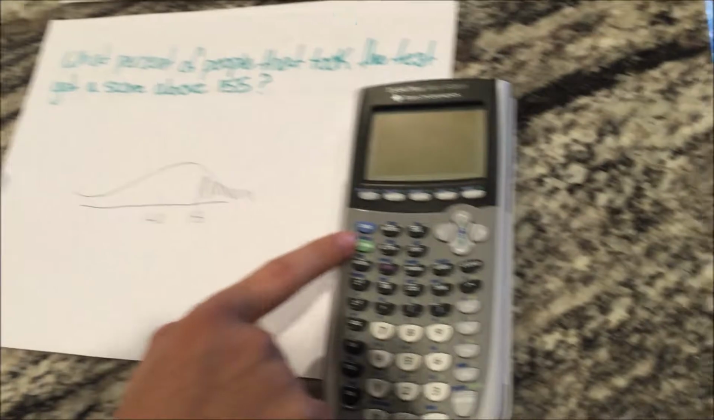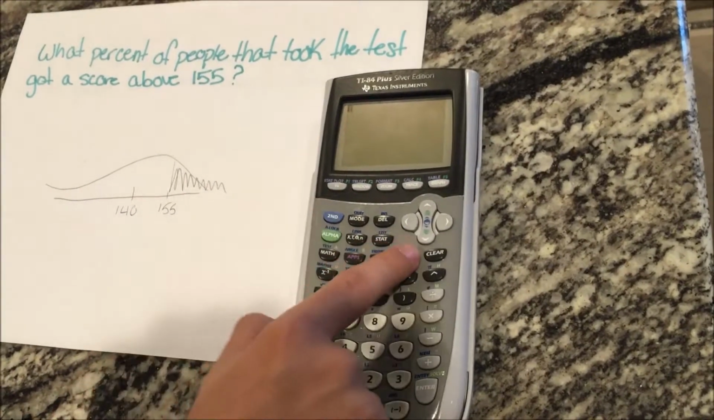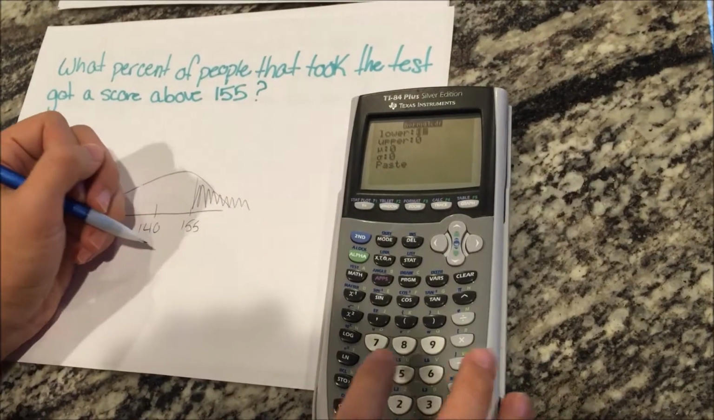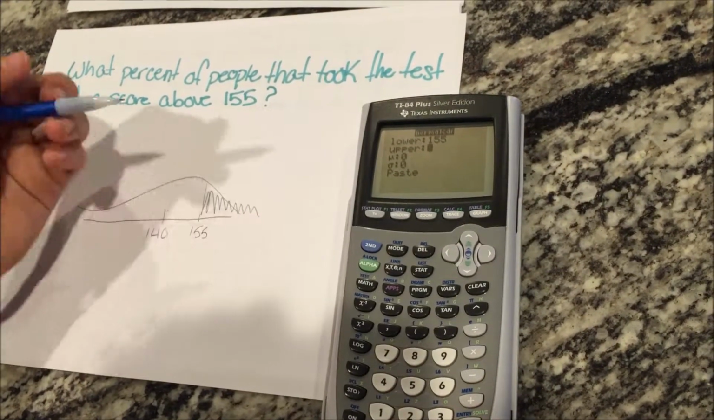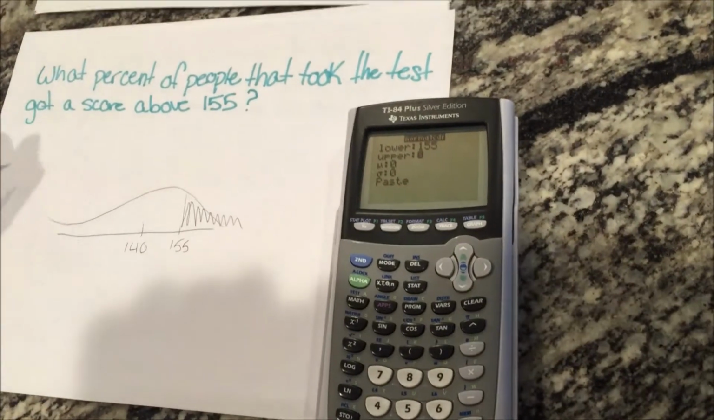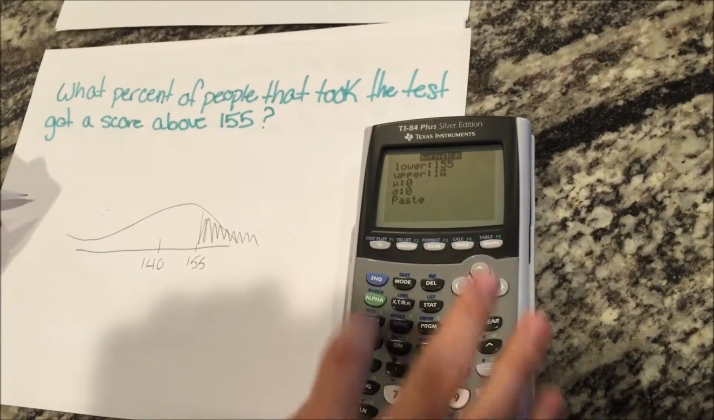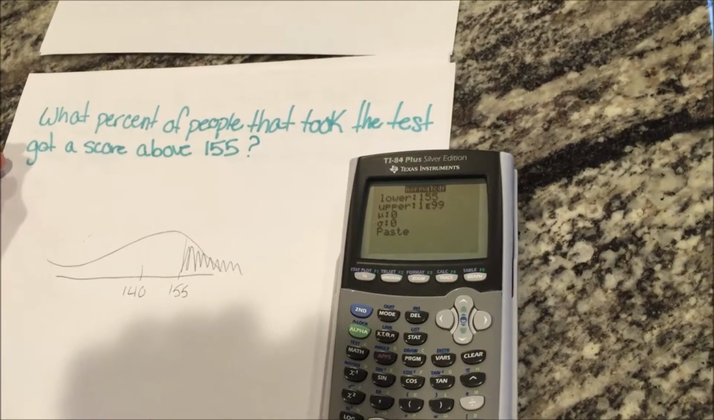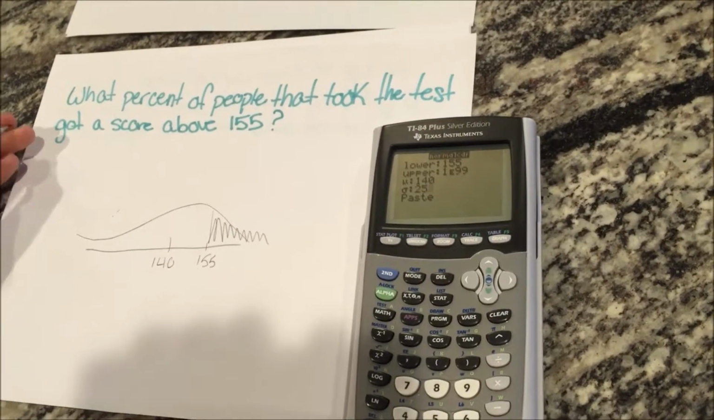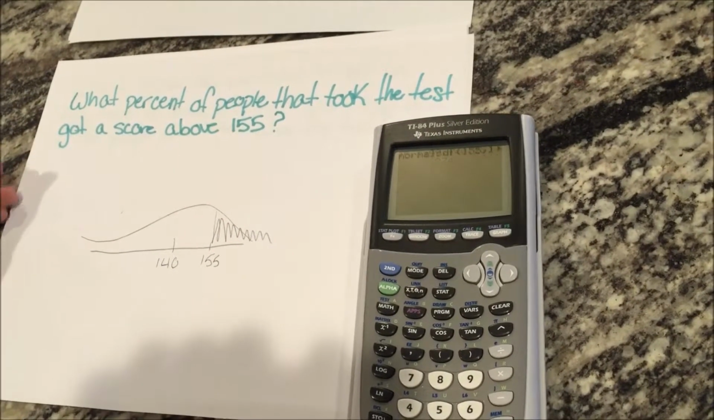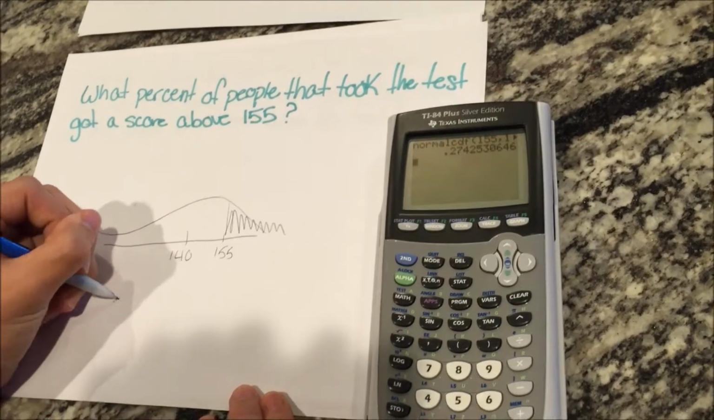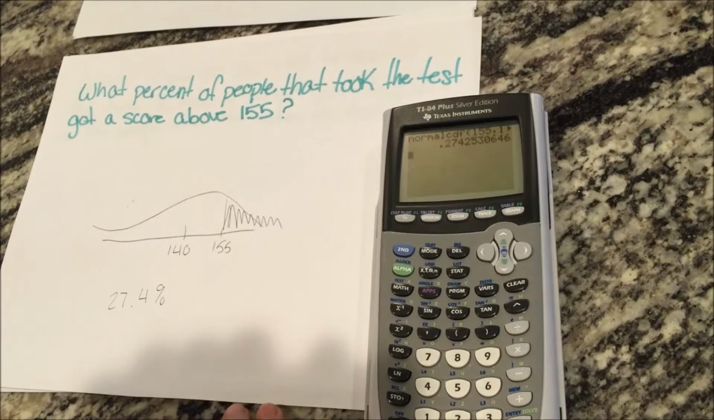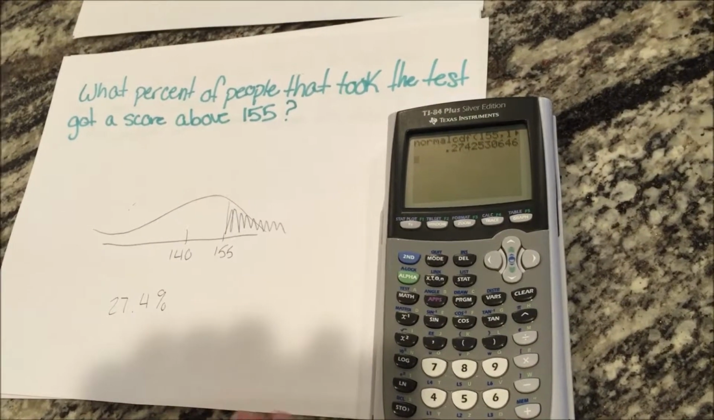Then we go back to the normal CDF, second vars, and the lower bound is 155. The upper bound, you want to go as high as you can, so you want to go 1 to the power of 99, which is a huge number. And then the mean is 140 from the problem, and the standard deviation is 25 from the problem. So 27.4% of people got a score above 155 in this test.